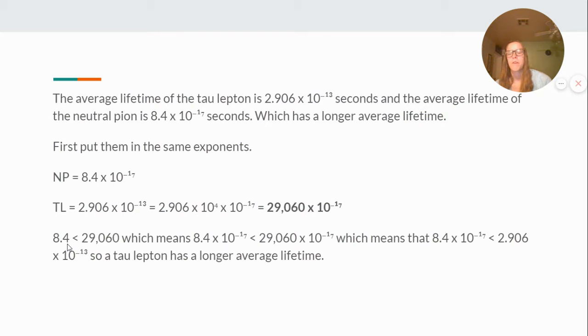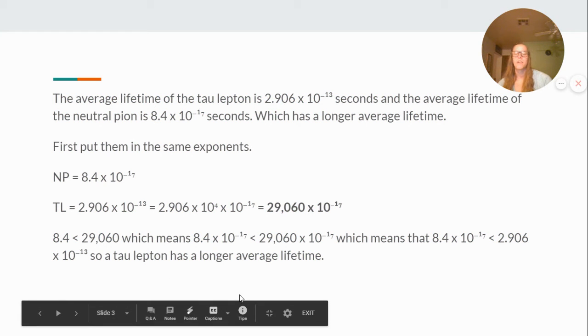So we know that 8.4 is smaller than 29,060, which means 8.4 times 10 to the negative 16th is smaller than 29,060 times 10 to the negative 17th, which means that 8.4 times 10 to the negative 17th is smaller than 2.906 times 10 to the negative 13th. So a tau lepton has a longer average lifetime.